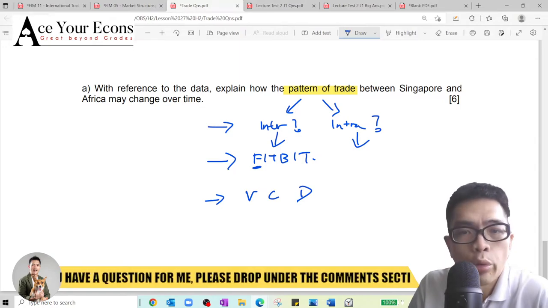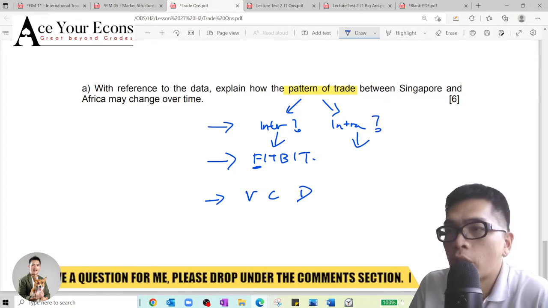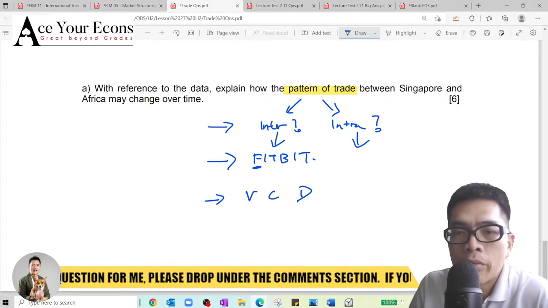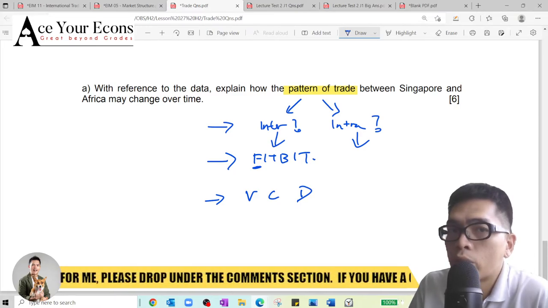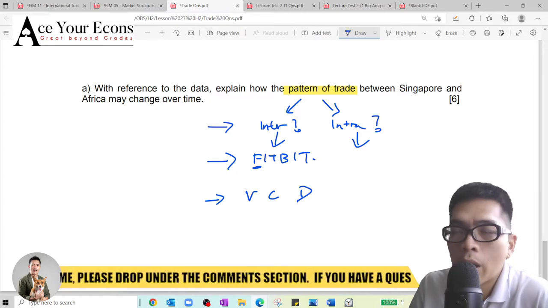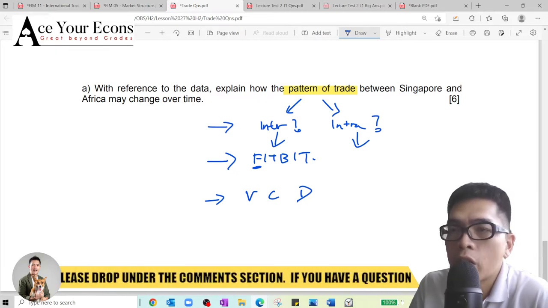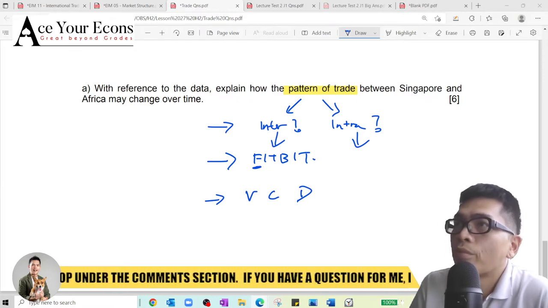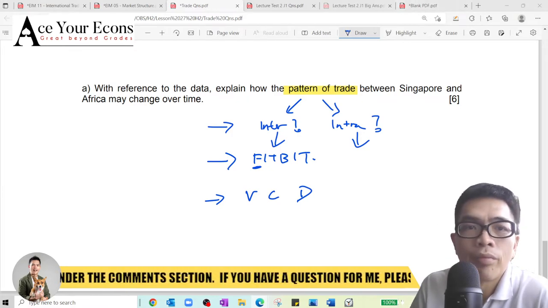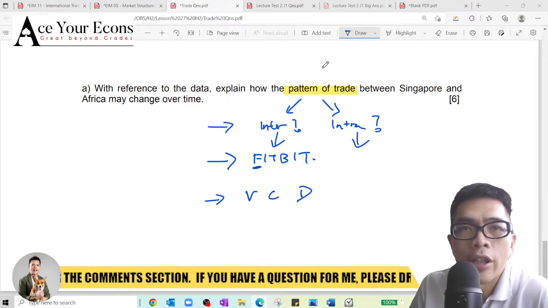So I hope we have adhered to the principles of patterns of trade earlier on. Before we kickstart, I would like you to try to illustrate: what is one particular challenge that you encounter when you are doing this question? Any particular challenge? Please type it out.